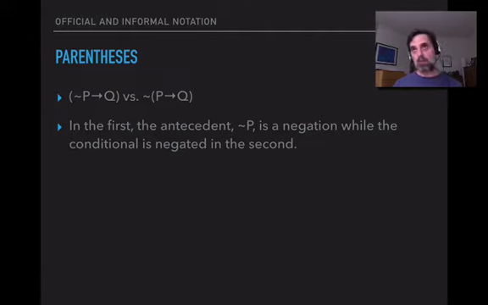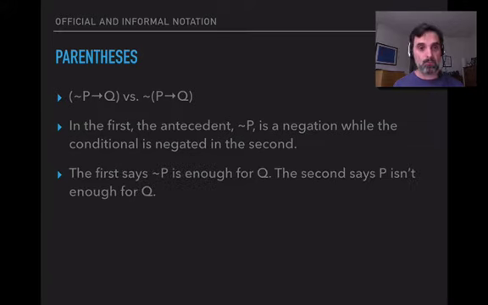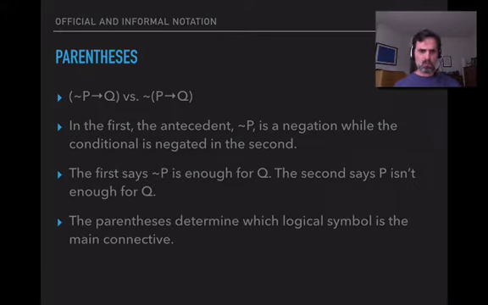It might be that nothing is enough for Q, and so the negation of P arrow Q is true, but it's not true that not P is enough for Q, because nothing's enough for Q. So the right could be true and the left be false, for example. So the parentheses tell us which logical symbol is the main connective. And so we do need parentheses.